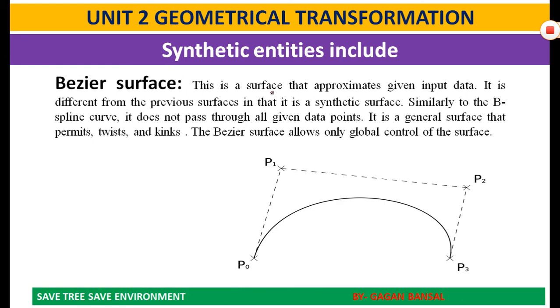Next is Bezier surface. This is a surface that approximates given input data. It is different from the previous surface in that it is a synthetic surface. Another is it is similar to the B-spline curve. It does not pass through all the data points. It is a general surface that permits twists and kinks. This is additional information. The difference is the Bezier surface allows only global control of the surface. Another very important difference is that it passes through the endpoints. Suppose we have 4 control points, P0, P1, P2, P3, so the Bezier surface passes through the end control points.